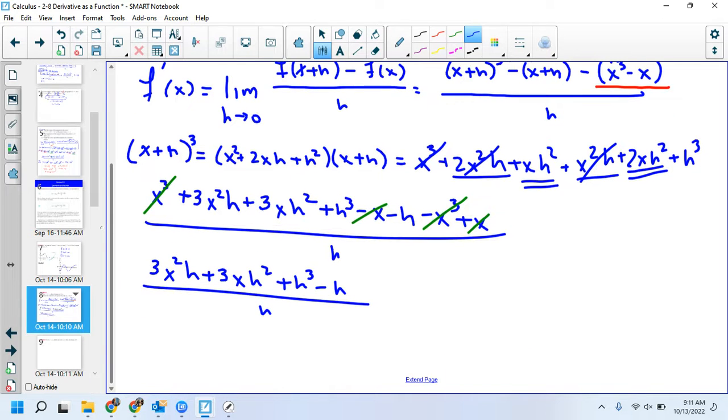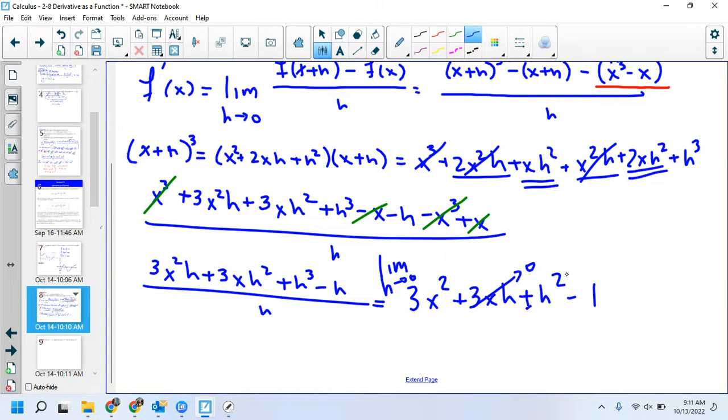And now let's take out that h. So 3x squared plus 3xh plus h squared minus 1. And now we say the limit as h goes to 0, which means that's going to go to 0 and that's going to go to 0, which is equivalent to 3x squared minus 1. And that, my friends, is f prime of x.